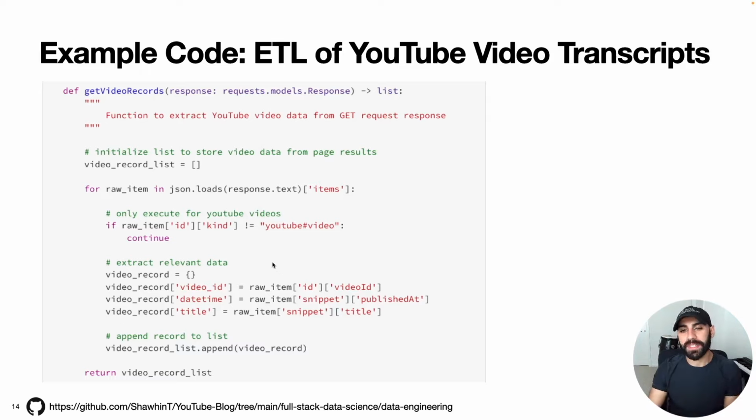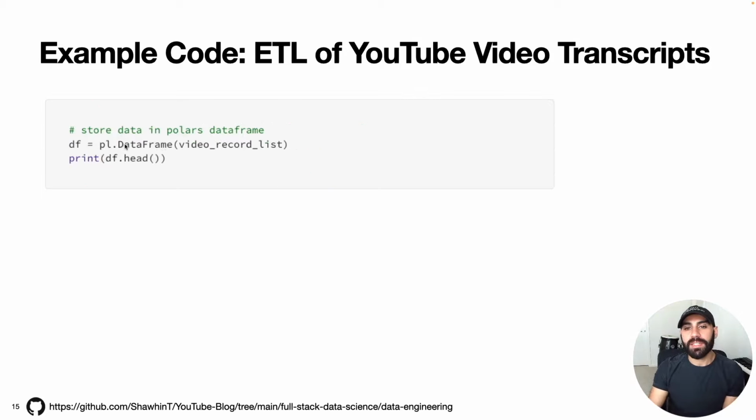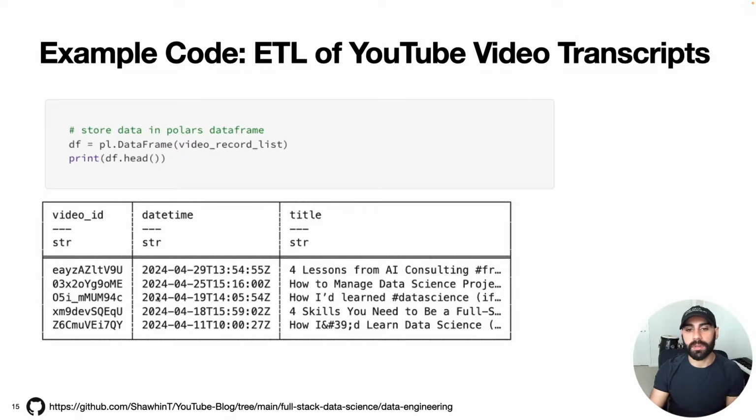So all we've done through this whole process is extract video IDs, the date it was posted, and its title. We haven't actually gotten the transcripts yet. So in order to do that, we've got to keep going. What I do is I take this video record list and I store it into a pandas data frame. So this just makes it a little easier to access all the information. So we'll have the video ID as a column, the date time as a column, and the title as a column. In order to grab the transcripts, we will need the video ID.